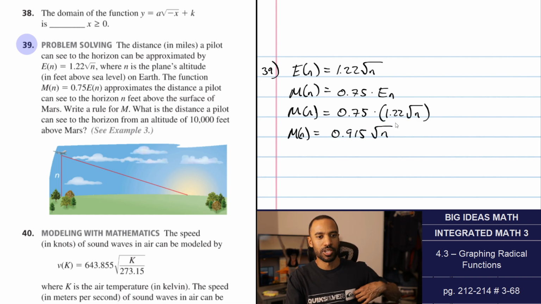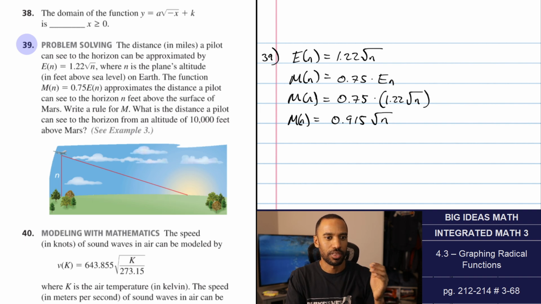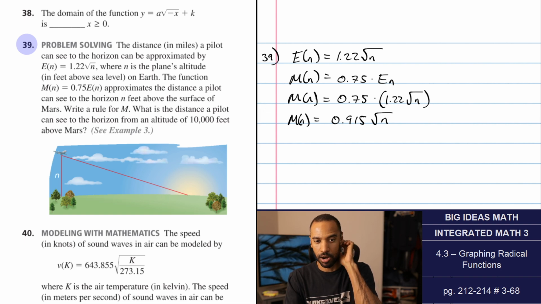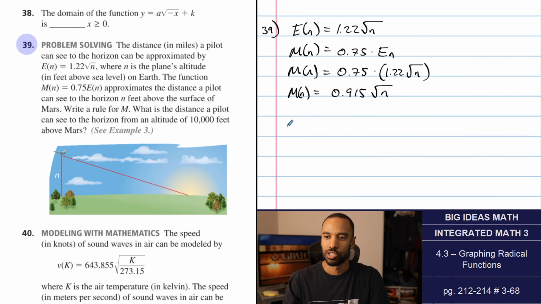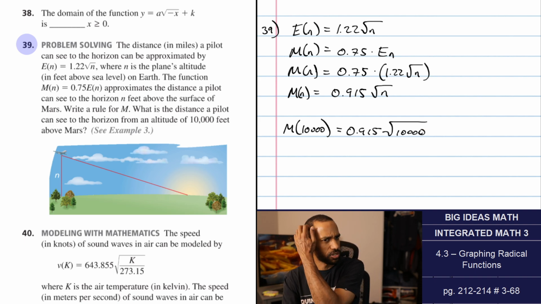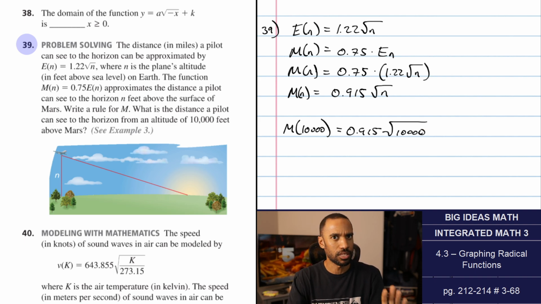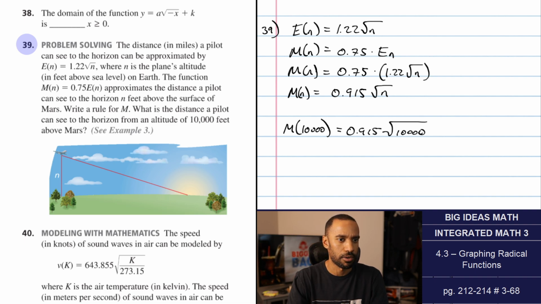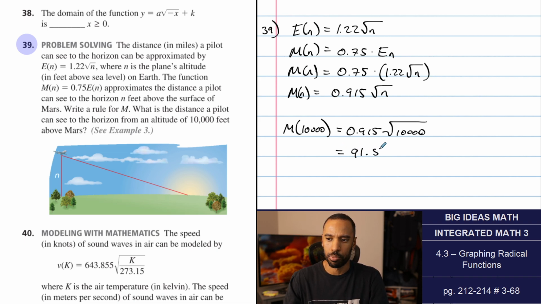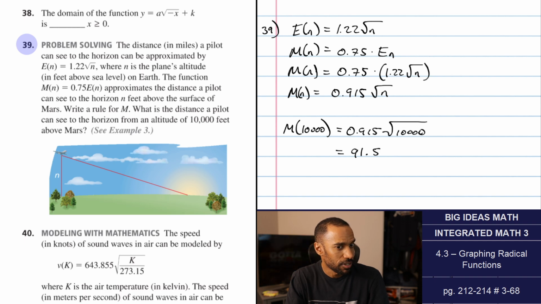So on Mars, if we have an altitude of 10,000 feet above Mars, we're going to be able to see it by plugging that in. So m of 10,000 equals 0.915 times the square root of 10,000. Square root of 10,000, that's 100, right? So I think this answer is going to be 91.5. So times square root of 10,000, yes, 91.5. So equals, and this is exact, 91.5, this is in feet.